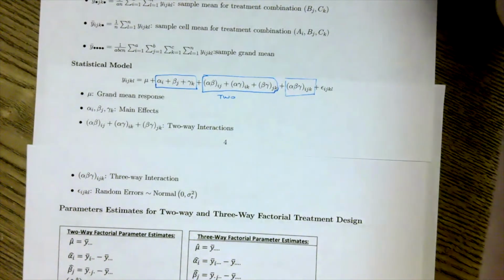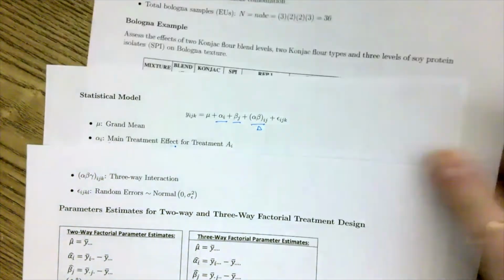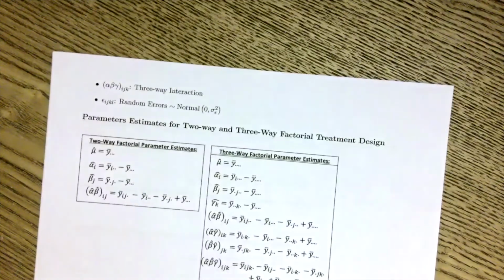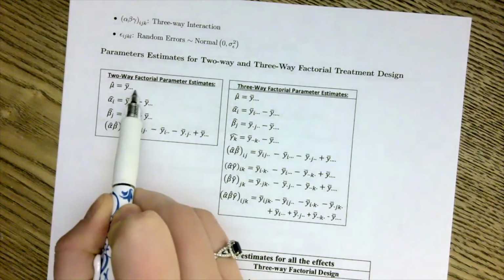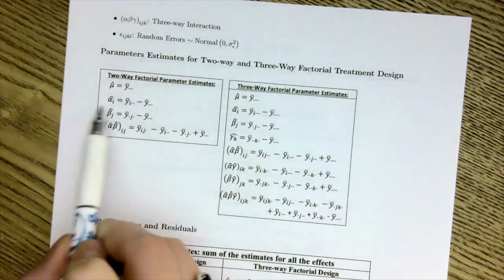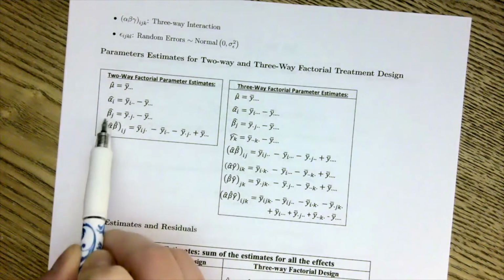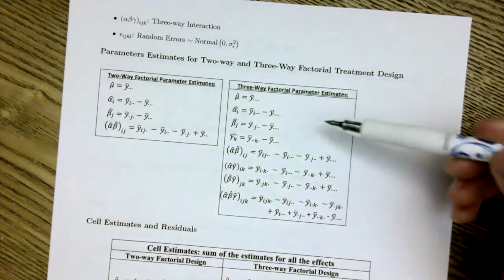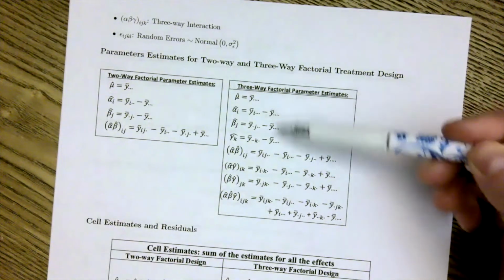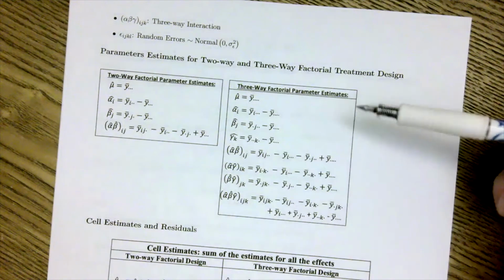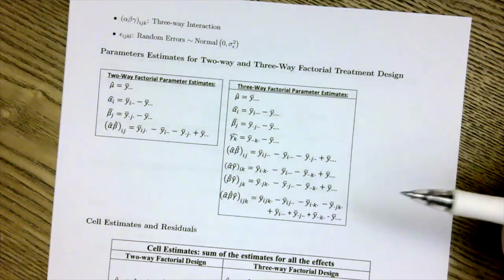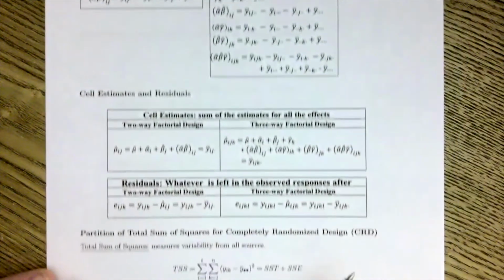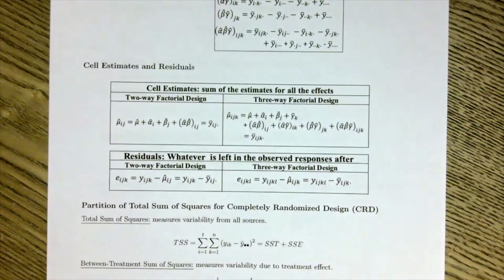Now, if we go to our parameter estimates for two-way and three-way factorial design, we have our overall mean, which is averaging over all of the data. We have our treatment effect for A, our treatment effect for B, and our interaction. For three-way factorial, similar idea. Again, you won't have to memorize these, but it's always good to understand and have the formulas just in case something doesn't make sense. We then have our cell means and our residuals.